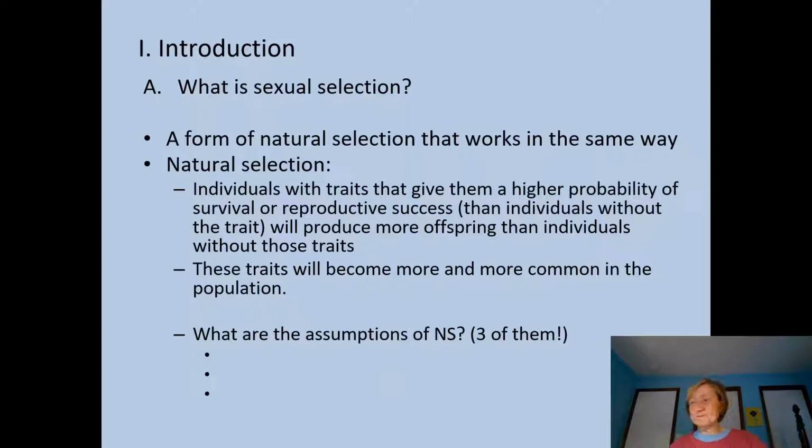So let's start there. Sexual selection is a form of natural selection. It's actually a subset of natural selection, so it works in the same way. We have to step back and remember natural selection a minute. Remember that natural selection is one mechanism of evolution, so it can lead to evolution in populations. And it went something like this.